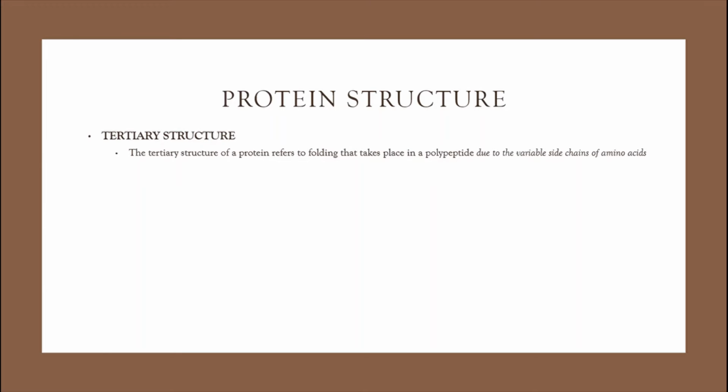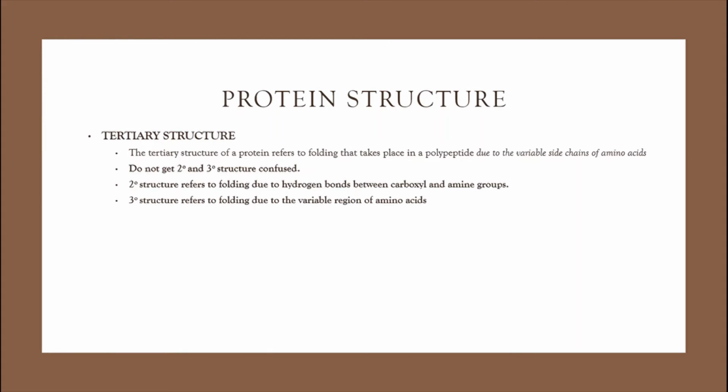So the tertiary structure of a protein refers to folding that takes place in a polypeptide due to the variable side chains of amino acids. So the tertiary structure is also looking at some sort of folding, but it is different to the secondary structure. So don't get the secondary and the tertiary structure confused. Secondary structure, which we looked at on the other slide, was folding due to hydrogen bonds between carboxyl and amine groups. So between the backbone of the amino acids, so that carboxyl and that amine from non-adjacent amino acids.